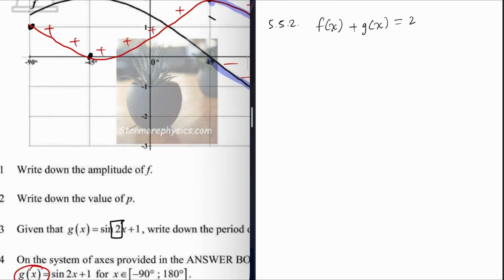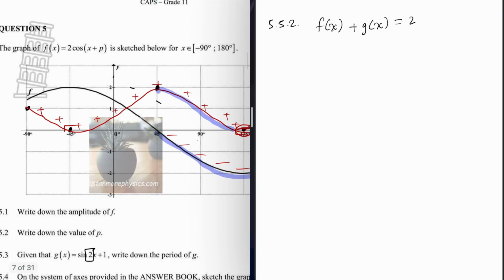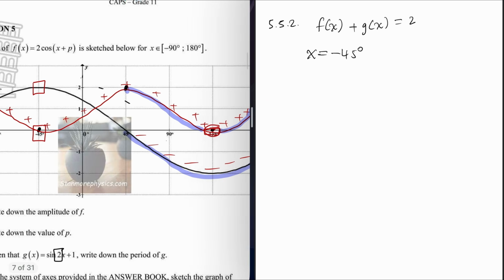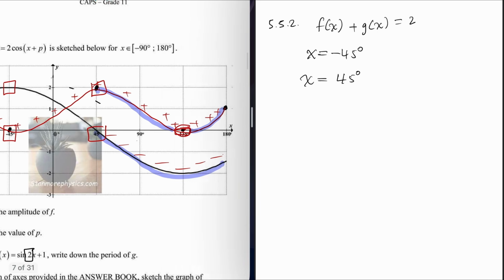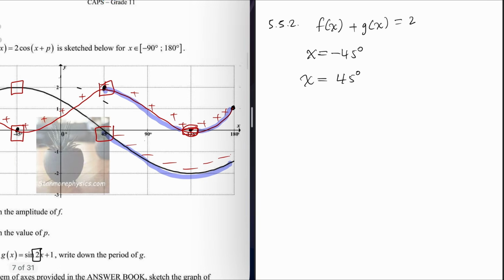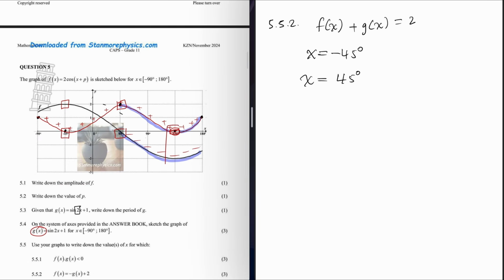And if I look at this, I can see, okay, at this point, that's 0 and that's 2. So 0 plus 2 is 2. So definitely one x value is going to be x must equal negative 45. Then if I continue, I can see, okay, here I have 45, that's 0 and that's 2. So x should also equal 45 degrees. Now, I can't put this value because this value has negative 2, and I don't want the sum to equal negative 2. I need the sum to equal positive 2, so I will ignore the 135.